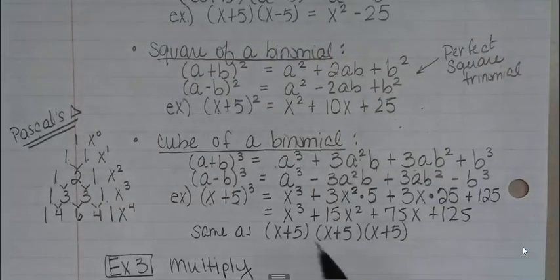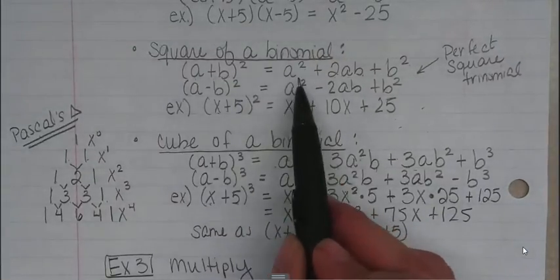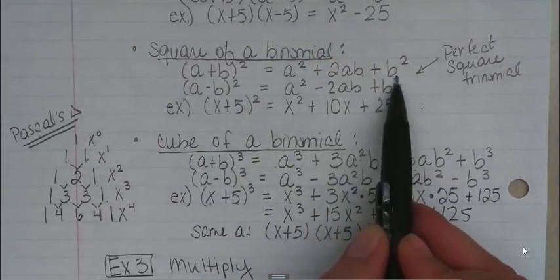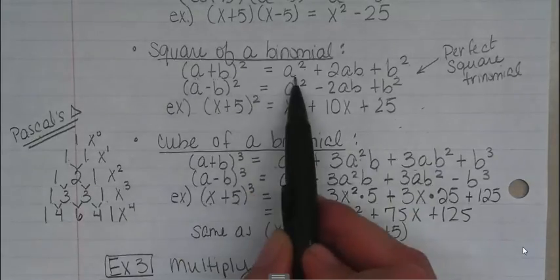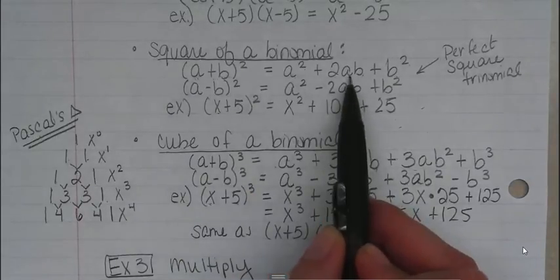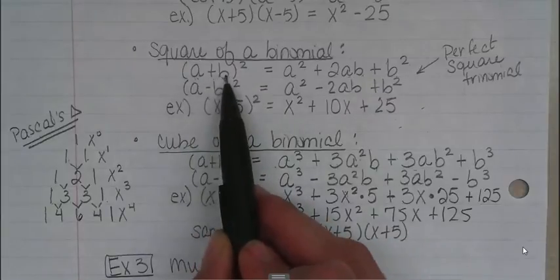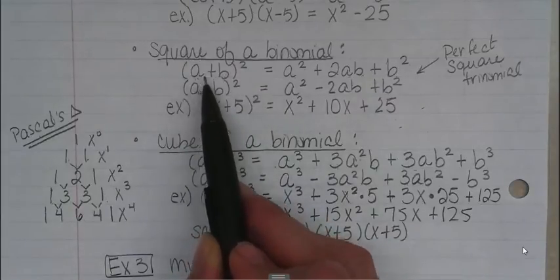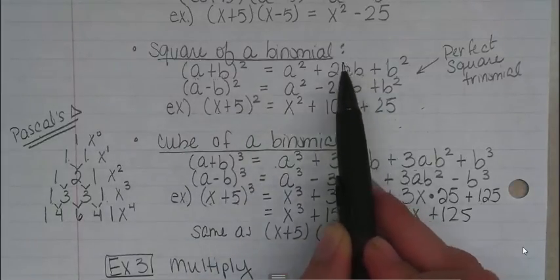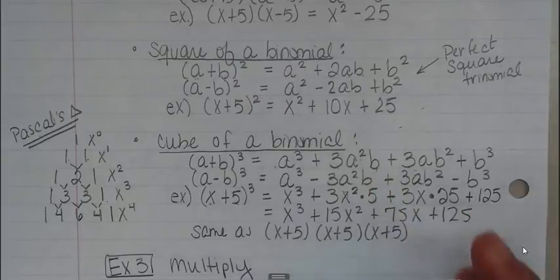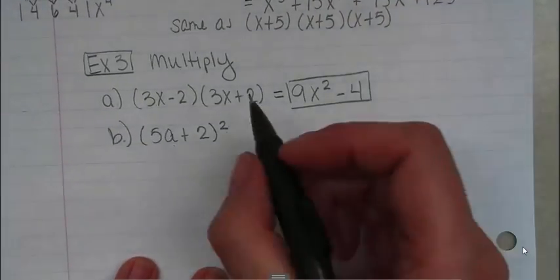Instead I realize, oh, it's a square of a binomial. I'm going to end up with a trinomial. I'm going to take the first term and square that. But I am going to have a middle term, and that comes from multiplying the two terms in the binomial, and then doubling it. Okay, so that's what I'm going to do now.